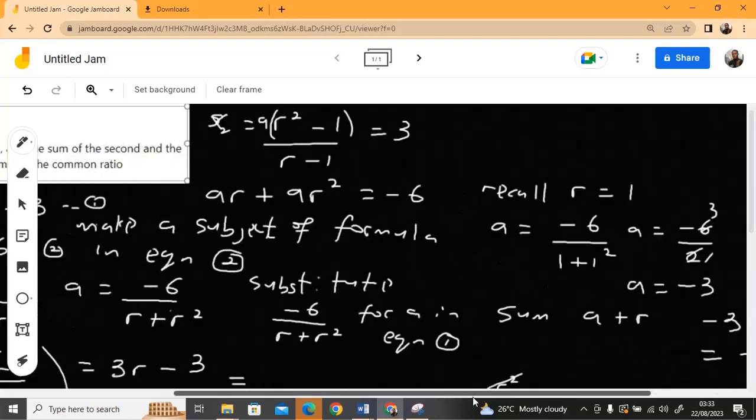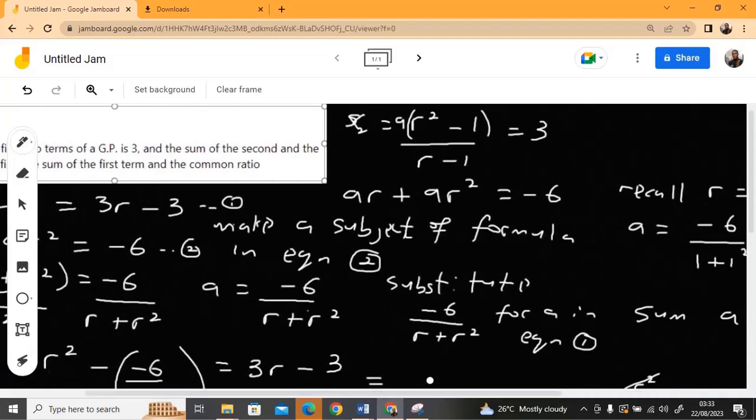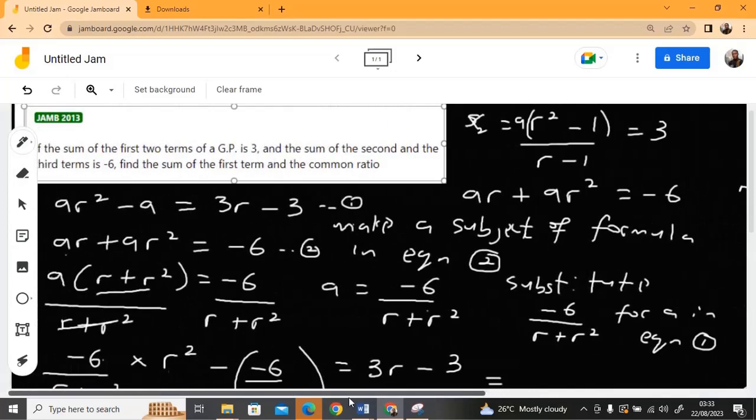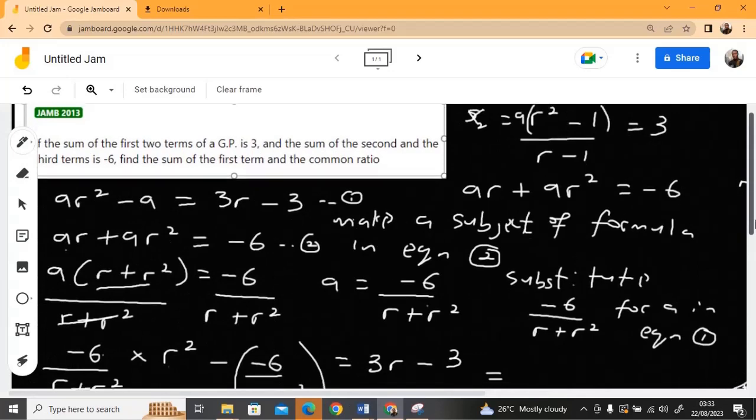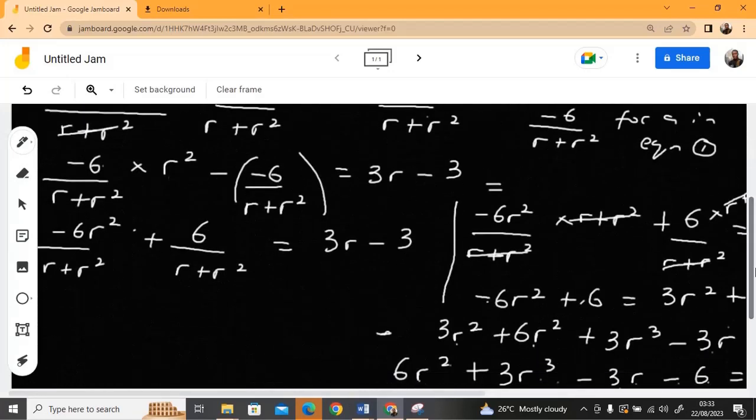It looks complex, but it's very easy if you know what you are doing. The question is, just follow the steps I explained. From there you will get it down. This is everything about geometric progression.